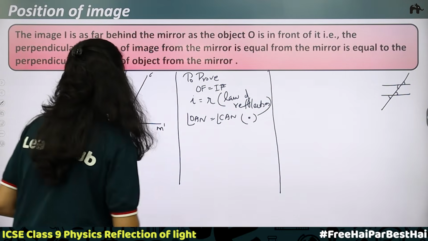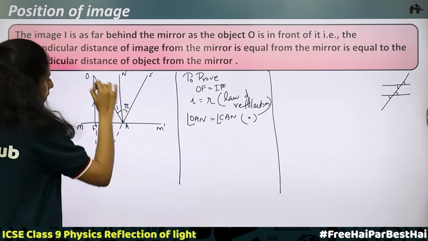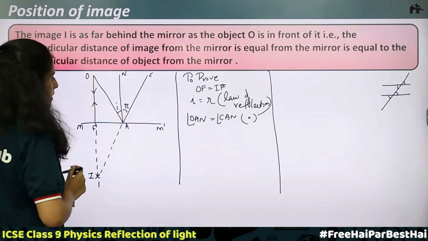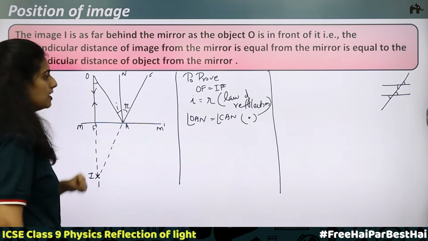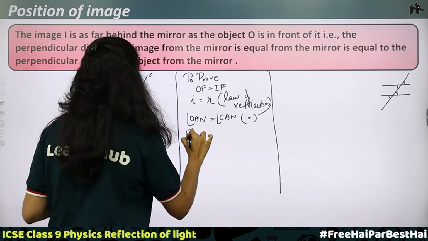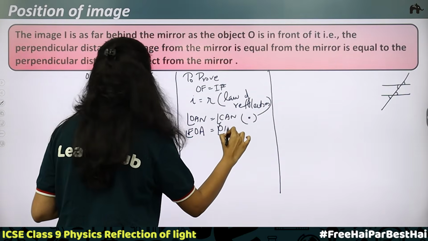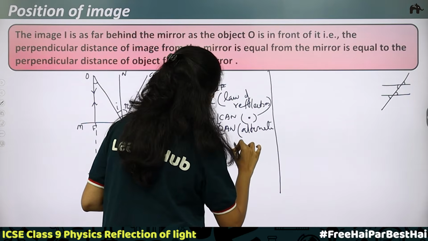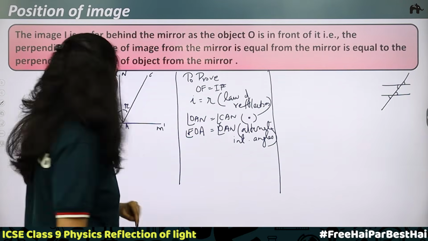Here you are able to see this is one line, this is one line. They are parallel to each other. You can see OA is a transversal which is cutting, which means this angle and this angle should be equal. Yes, what is the reason? Alternate interior angles. So, angle FOA is equal to angle OAN. Reason? Alternate interior angles.